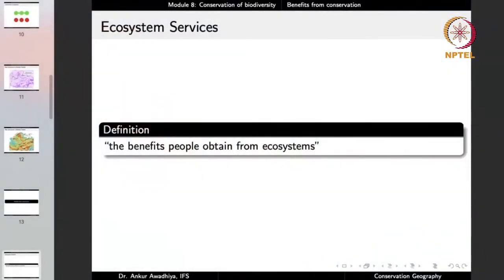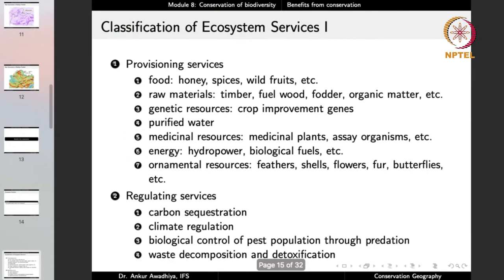So when we do conservation, we create an area or we protect an area in such a manner that it maintains its nature as a well-functioning ecosystem. And when it is a well-functioning ecosystem, it provides certain benefits to people, and these benefits are known as ecosystem services. So these are the benefits from conservation. So what are these benefits? So ecosystem services can be classified into several categories.